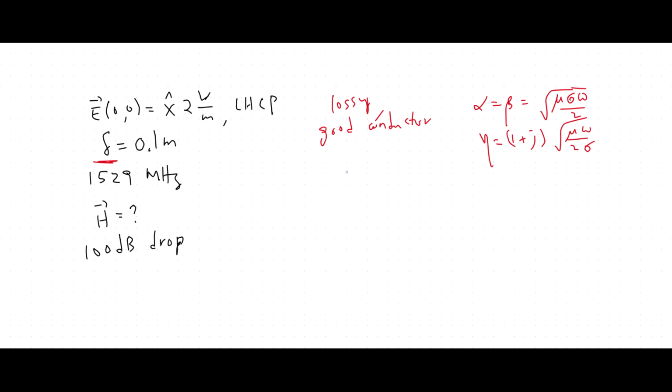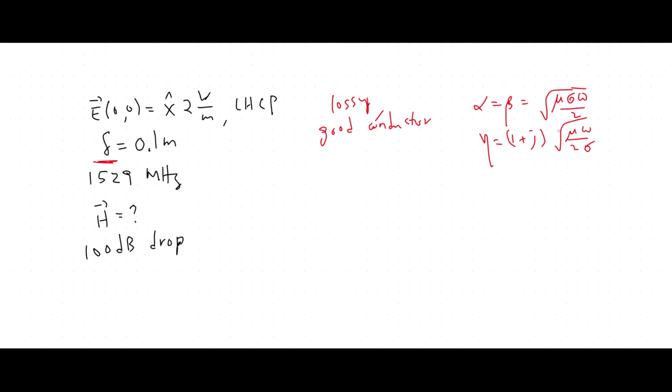Okay. All right. So where do I go from here? This one I don't think I have on my cheat sheet. How do I get alpha or beta? Do I know sigma? I don't know sigma. I know frequency, but how do I get sigma? Then what do I do?